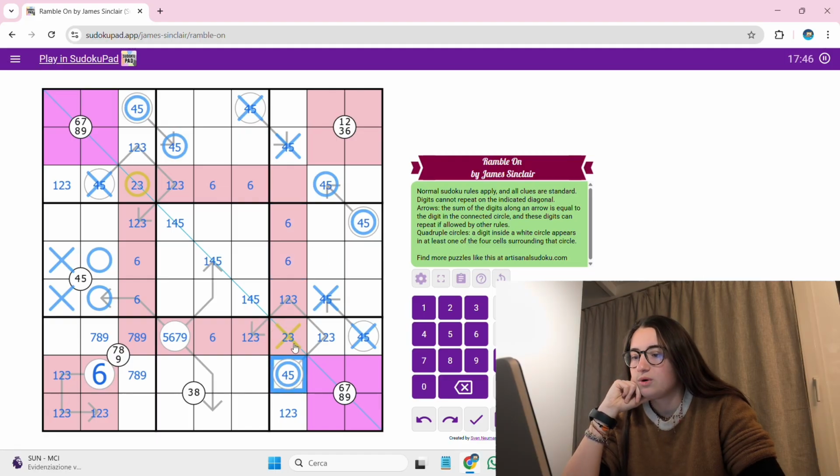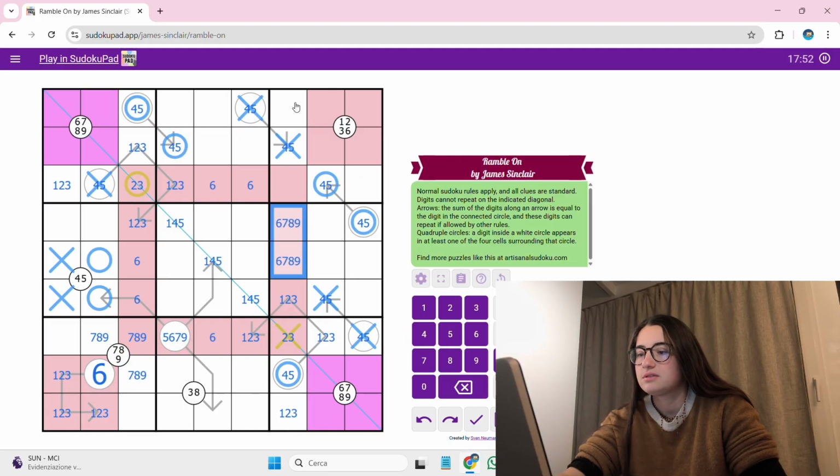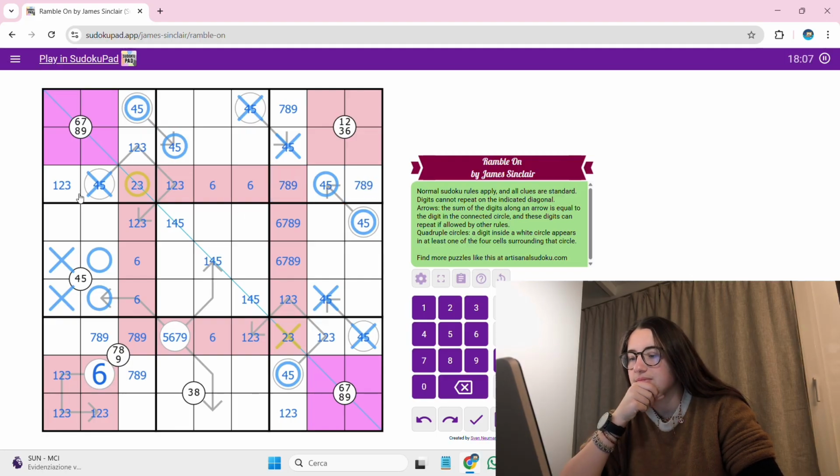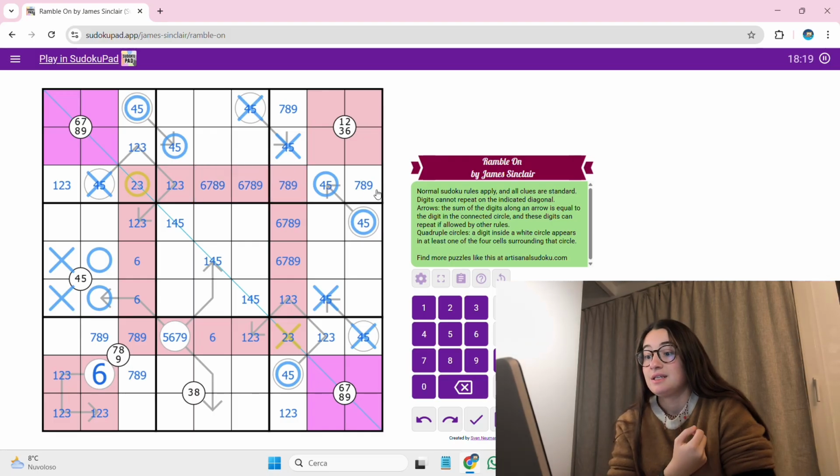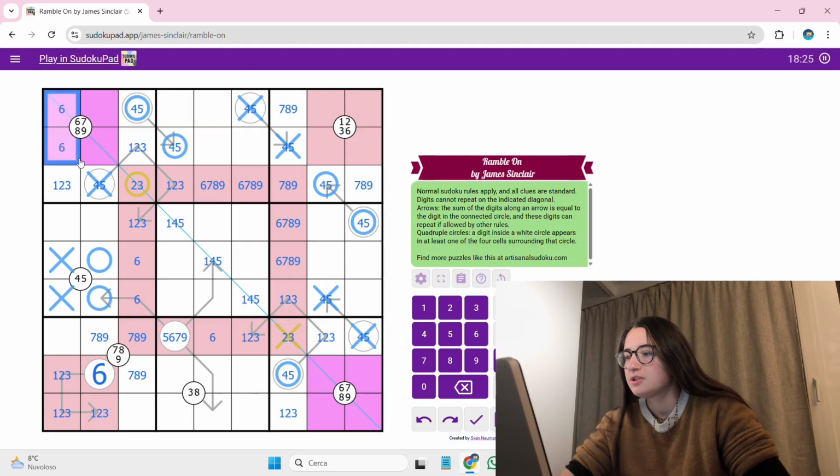Here we have 1 2 3 4 5, 4 5 6 7 8, 7 8 9, 6 7 8 9 and 6 7 8 9. No, sorry, the 6 is already taken here. So just 7 8 9, 7 8 9 and 7 8 9. Here we have 1 2 3 4 5, 4 5 6 7 8 9, 7 8 9, 7 8 9. I don't know how helpful this could be. So we know that the 6 must be here because it's already taken in this column.